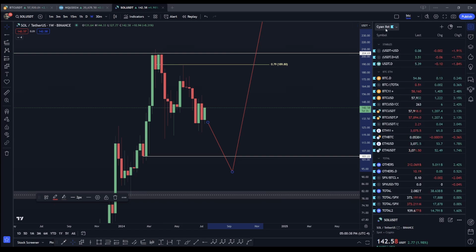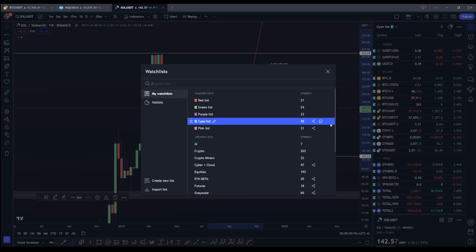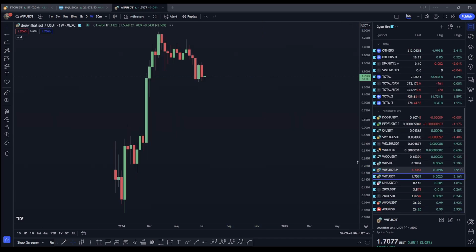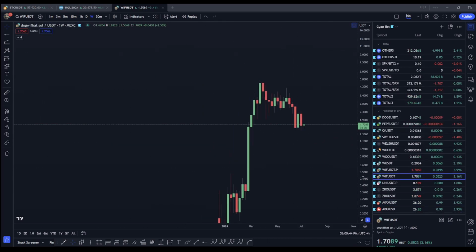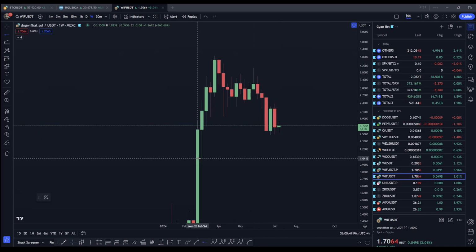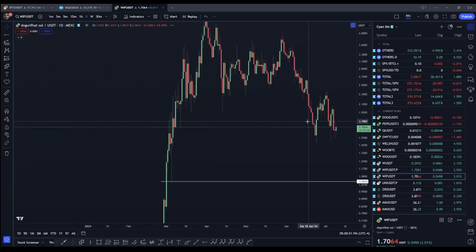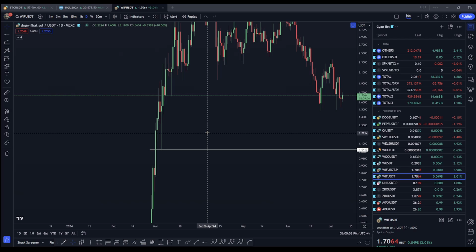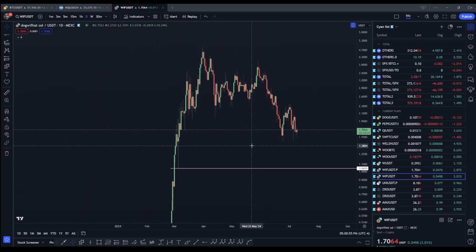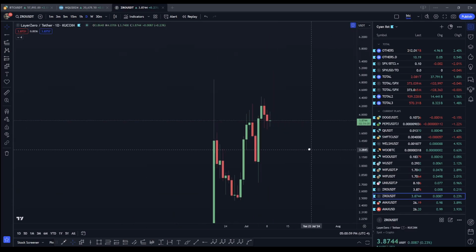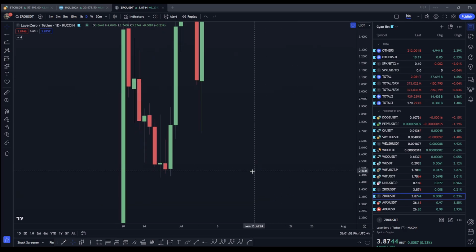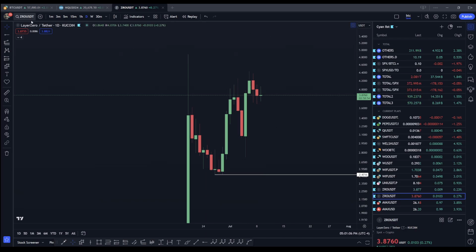I don't know about any other coins. I'm not really interested in the... Oh, WIF looks really obvious and wants to go for this. Yeah, that looks obvious. ZRO's, that's a weird one. What about DOGE?